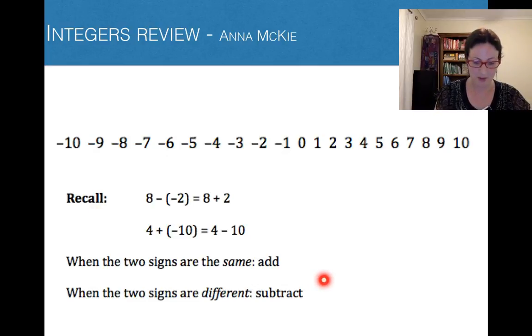Having a look at this note, when two signs are the same, we need to add, and when two signs are different, we're going to subtract. So having a look at these two examples here, if we had 8 subtract -2, because those two signs are the same, they're both negatives, it turns into an addition. So we would have 8 add 2. And in the second one here, if we had 4 plus -10, because these two signs are different, a different tells us we must subtract. So we would end up with 4 subtract 10.